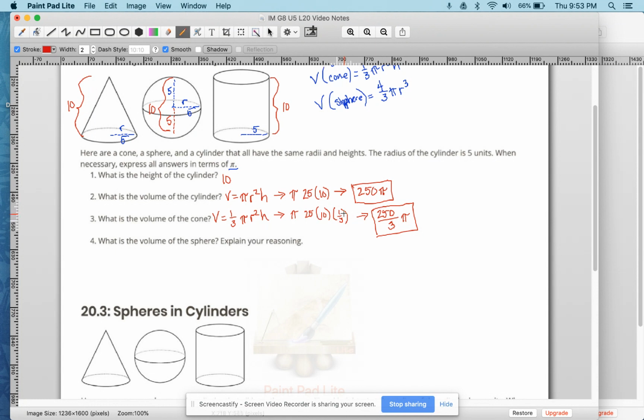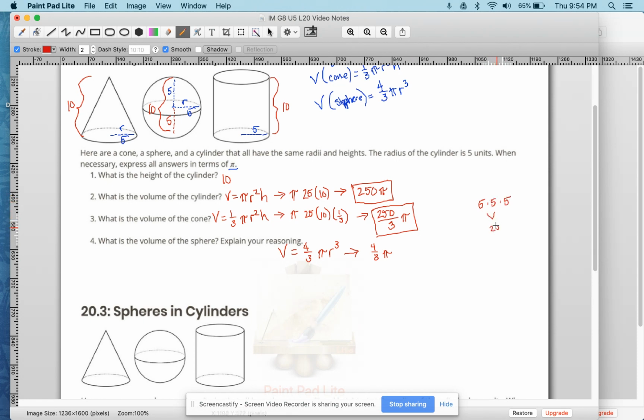And finally, they ask us, what is the volume of the sphere? Well, the volume of the sphere is, find it here, V, volume equals 4/3 pi times the radius cubed. So let's start plugging in numbers. 4/3 times pi. The radius is 5. So we've got 5 times 5 times 5.